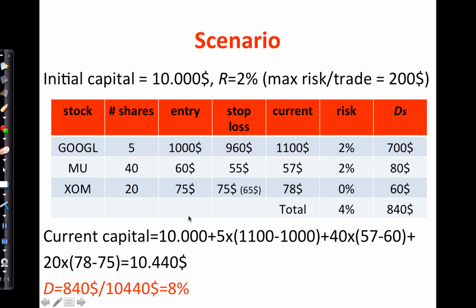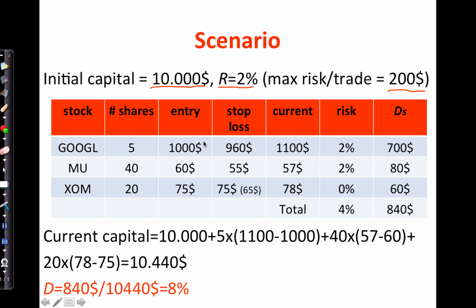So let me show you with an example how to compute this. Suppose we start with this situation. We have a capital of $10,000 and we decide to have a risk per trade of 2%, the R, right? So in this case it means $200. Now let's say we have these three stocks.